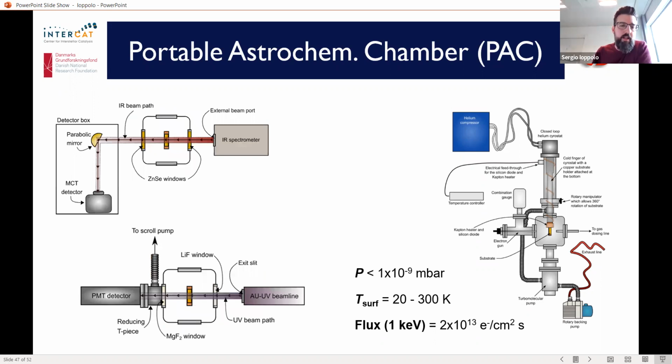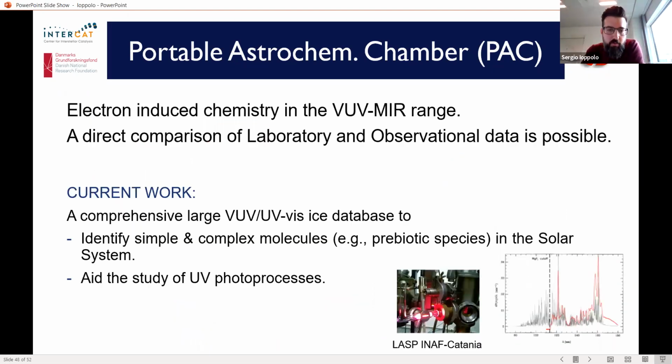Again, we have an electron gun, and we can do this sort of UV spectroscopy here at ASTRID at Aarhus University in Denmark. But we also repeated the same experiments in the UK at the Open University with the infrared spectrometer. So basically, we were extending our spectral range from the infrared to the UV. The reason we want UV spectra is not just because it's nice to have them, but also because observations in the solar system of ices are mostly in the UV and VUV.